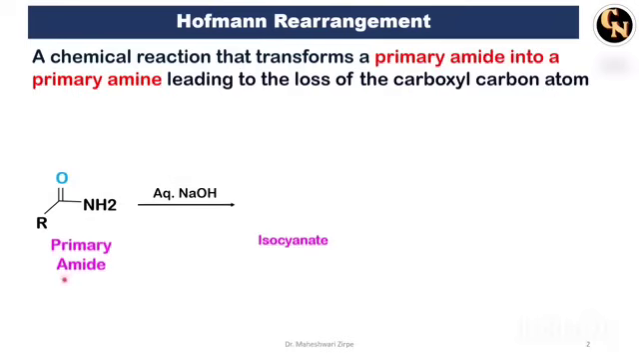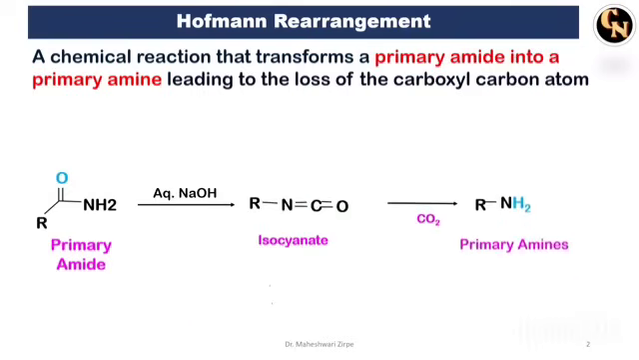So this is your primary amide, that is R C double bond O NH2. When it is treated with aqueous NaOH and bromine, you are going to get an isocyanate. Here you will find there is a rearrangement taking place. In the presence of bromine, R has shifted to nitrogen, and you will be getting an intermediate which is called an isocyanate.